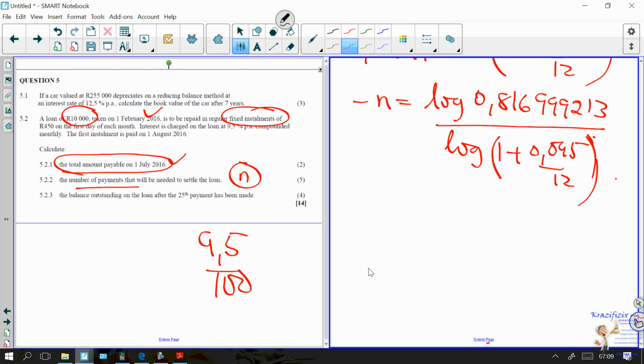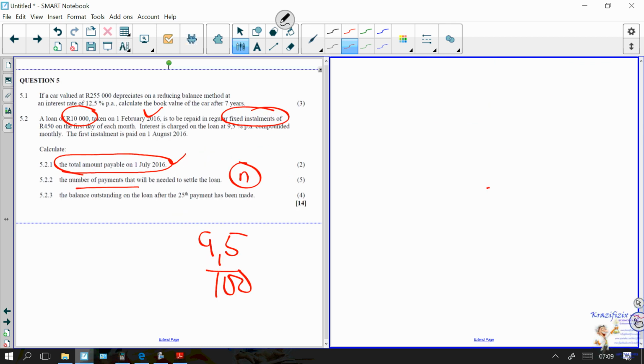All right, calculate the balance outstanding on the loan after the 25th payment has been made. I want to do this in two ways for you. After the 25th payment has been made, my loan is always growing. Whatever is remaining is always growing. A equals P, 1 plus i, to the n.